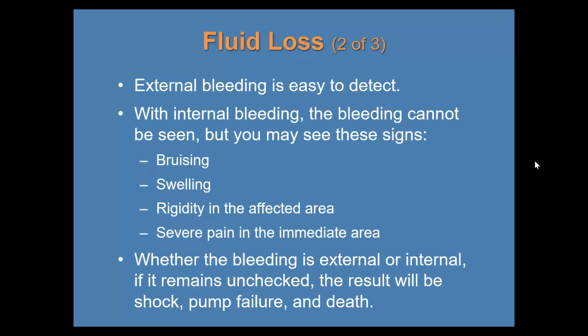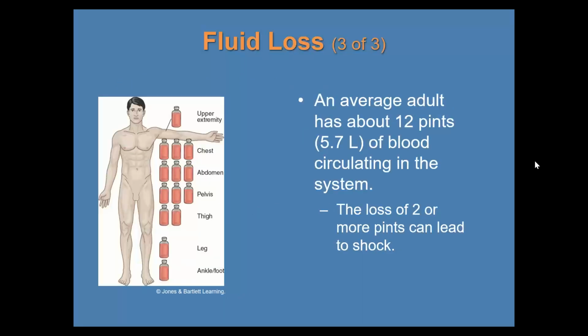Whether the bleeding is internal or external, if it remains unchecked, the result will be shock, pump failure, and death. Okay. So again, life-threatening bleeding is usually going to be more so on the arterial side. We see that because it has more pressure, but we can still see it on the venous side. However, the arterial side is typically going to exit the body faster. So this is something very important to remember.